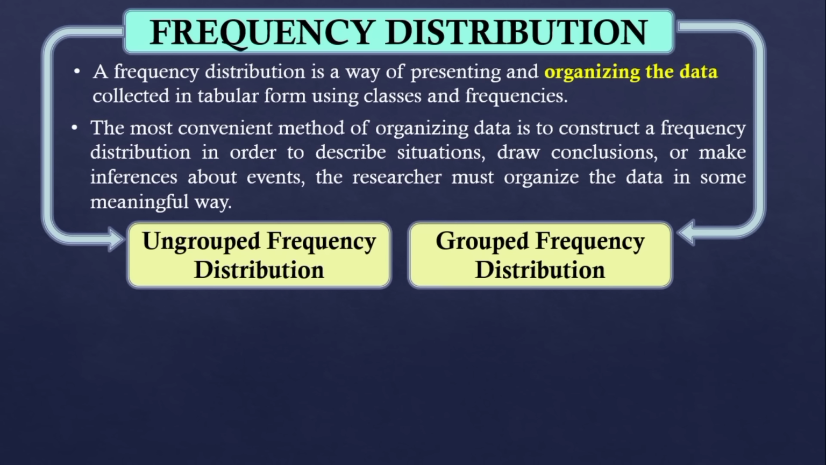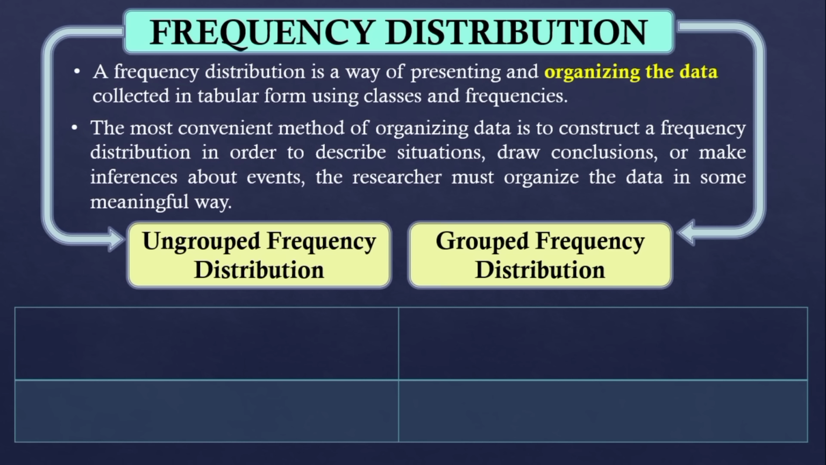So, we have two ways of frequency distribution. We have the ungrouped frequency distribution and the group frequency distribution. So, what is the difference between these two? So, isa-isahin natin yung pagkakaiba nila.